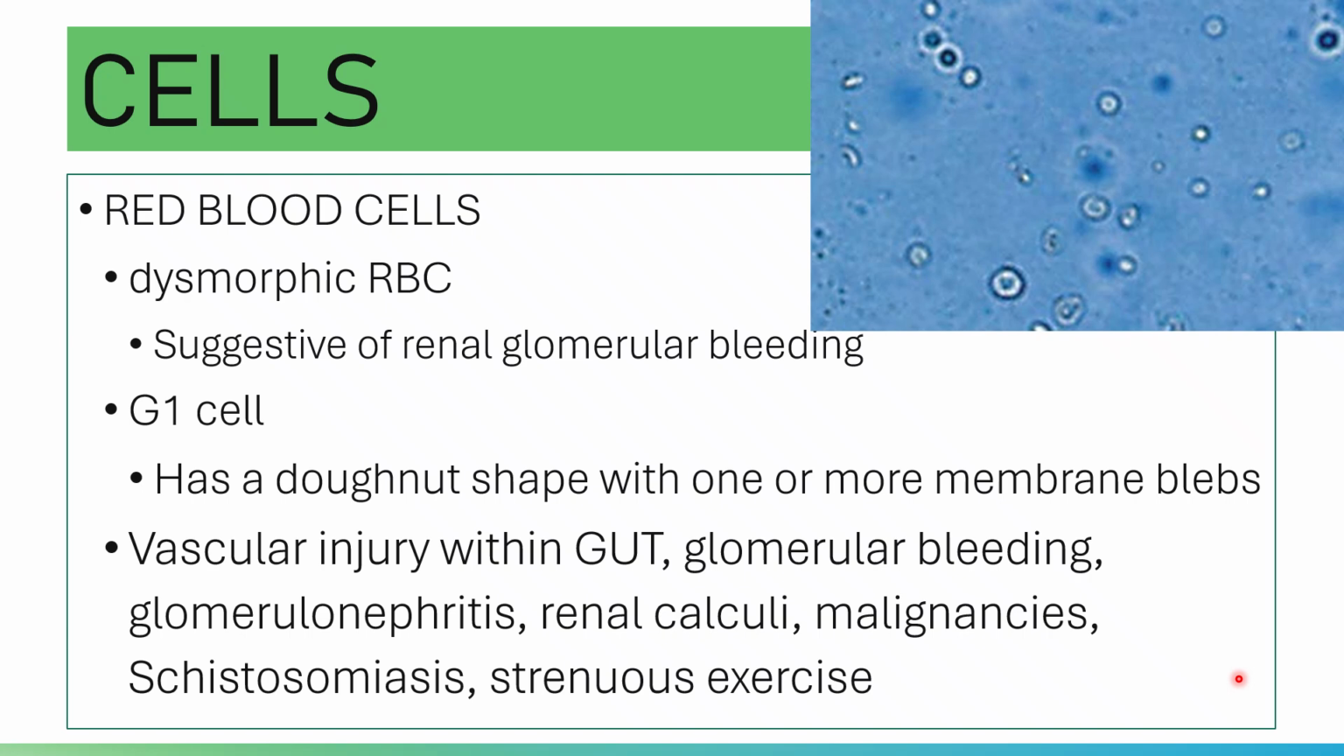Also, toxic reactions to drugs like sulfonamides, reactions to salicylates, reactions to methenamine, and anticoagulant therapy may also cause red cells in the urine. What else? Schistosomiasis will cause red cells in the urine. Of course, Schistosoma haematobium can lacerate the tubules.